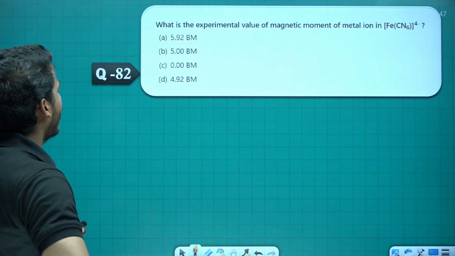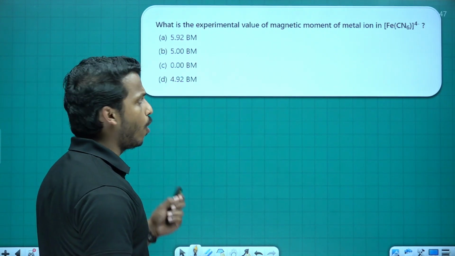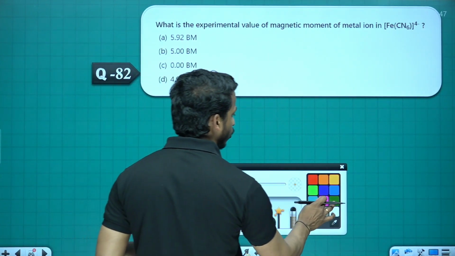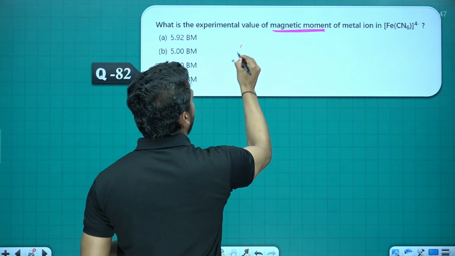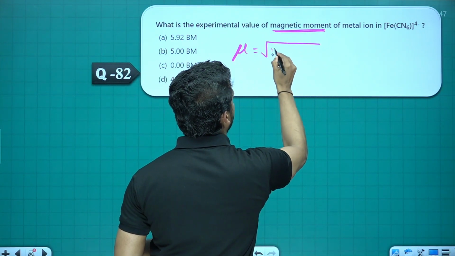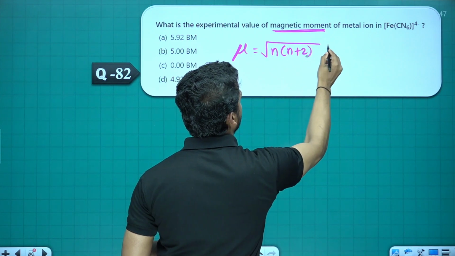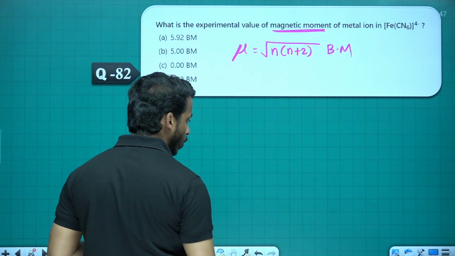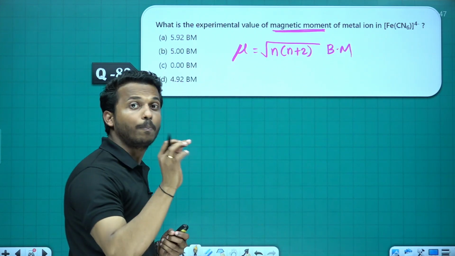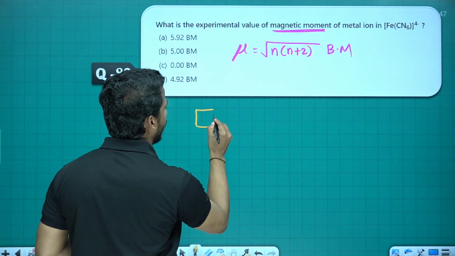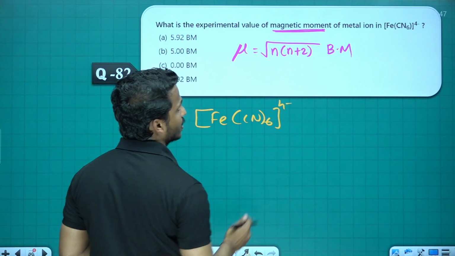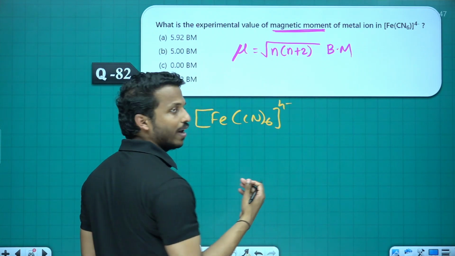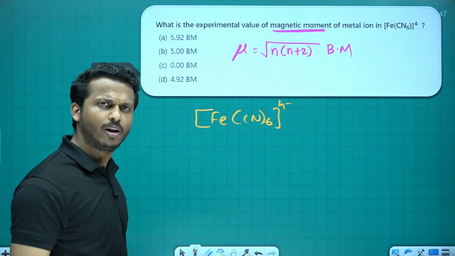Next one. What is the experimental value of magnetic moment? How to calculate magnetic moment? Magnetic moment is calculated by the equation root of n into (n plus 2) Bohr magneton, where n is the number of unpaired electrons. What is the complex given? [Fe(CN)6]4-. First calculate the n value. How to calculate n? Apply VBT.